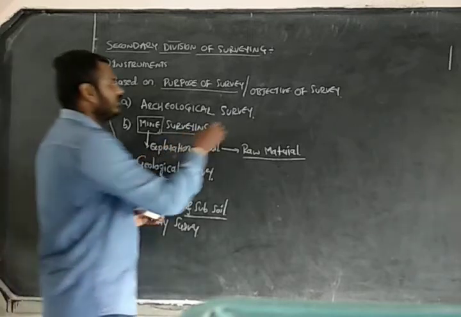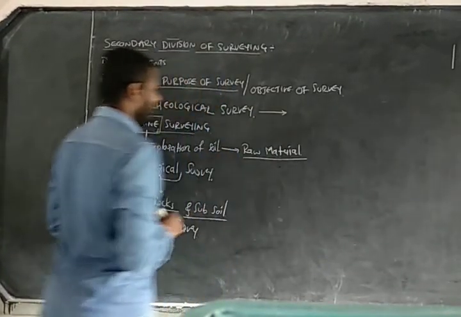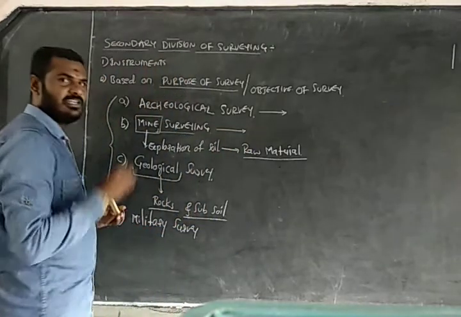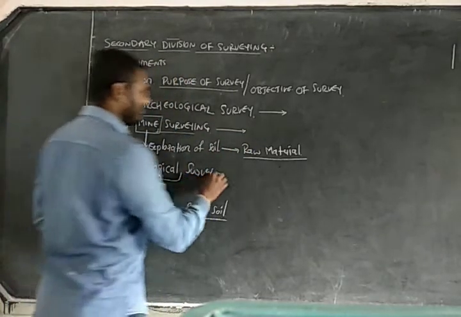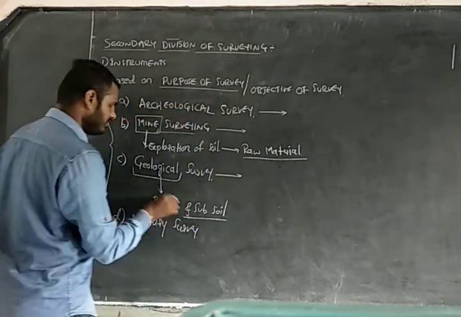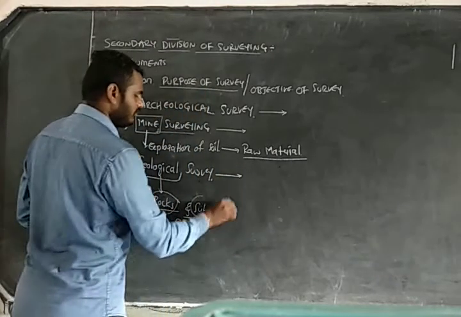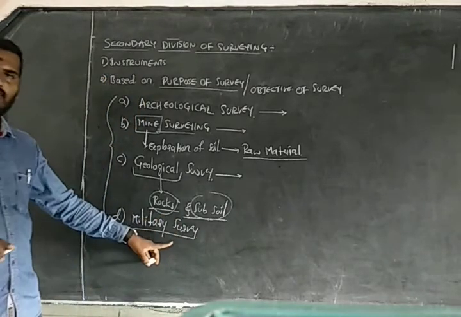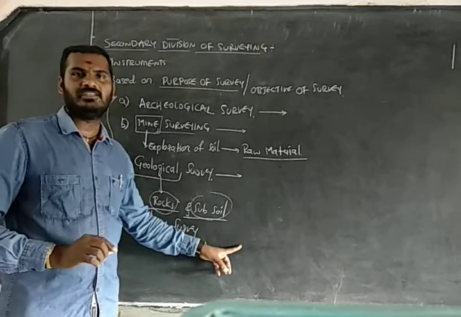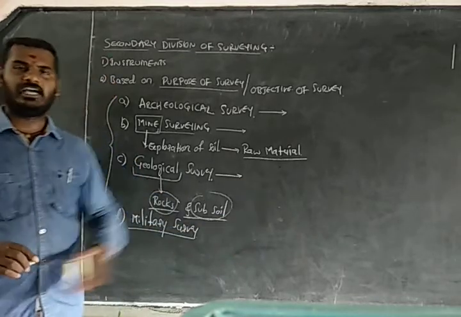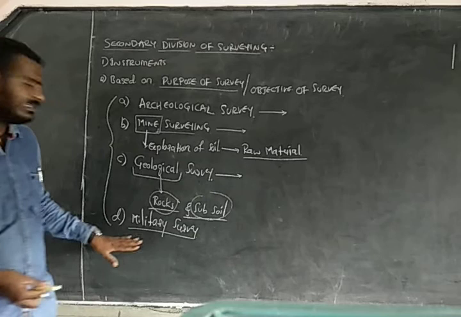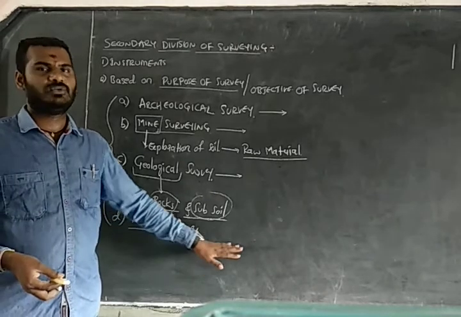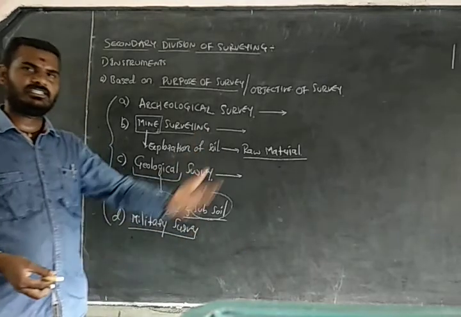So first one is regarding the ancient buildings and ancient structures, whereas the second one is regarding all types of minerals, especially coals and so on. The geological survey especially deals with the rocks and the nature of subsoils. Finally, military surveys deal with the location and identifying of artilleries and all types of military camps, and these military surveys can be done by using satellites and photogrammetric survey. That is different, we will discuss in the further classes.